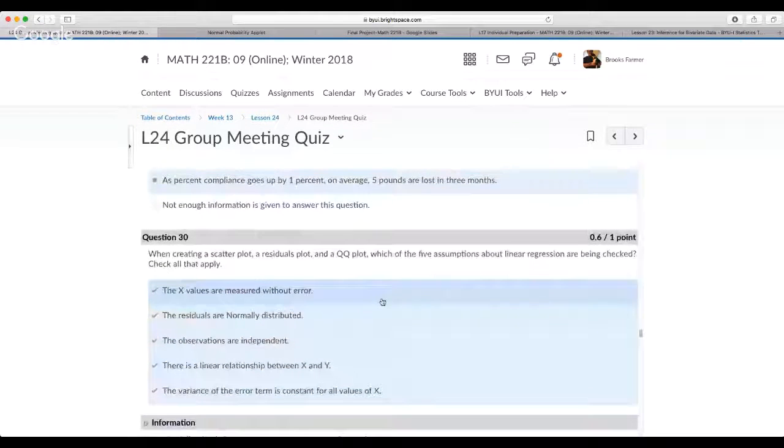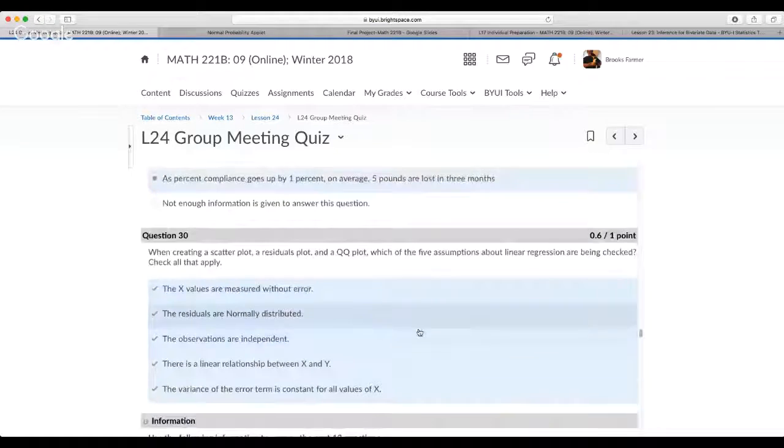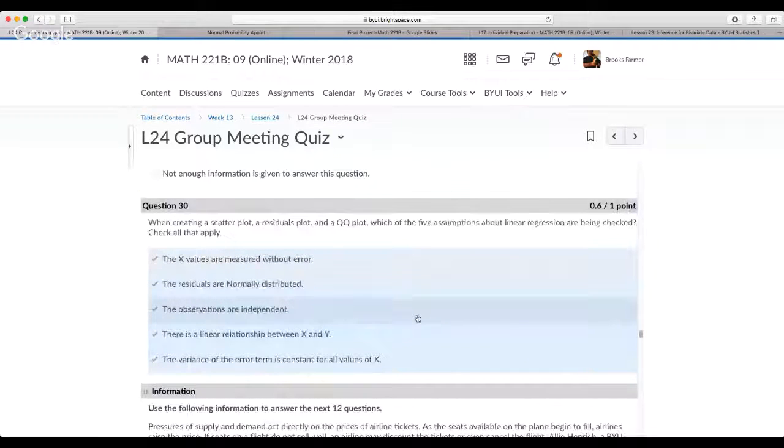All right, you were right, Camden. There are two in our question 30 that are incorrect, so it's not all. Okay. So probably residuals are normally distributed is one of the wrong ones. The last one I'm thinking is not included either. Yeah.